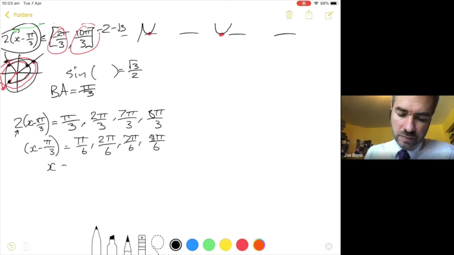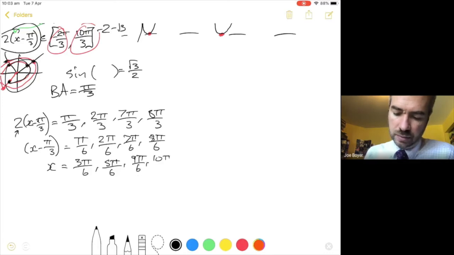So my x values are going to be 3 pi on 6 and 5 pi on 6 and 9 pi on 6 and 10 pi on 6. And thus, simplifying each of these gives me pi on 2, 5 pi on 6, 3 pi on 2, and 5 pi on 3.